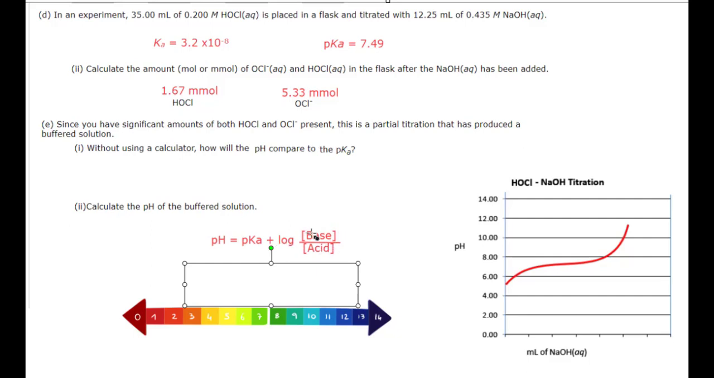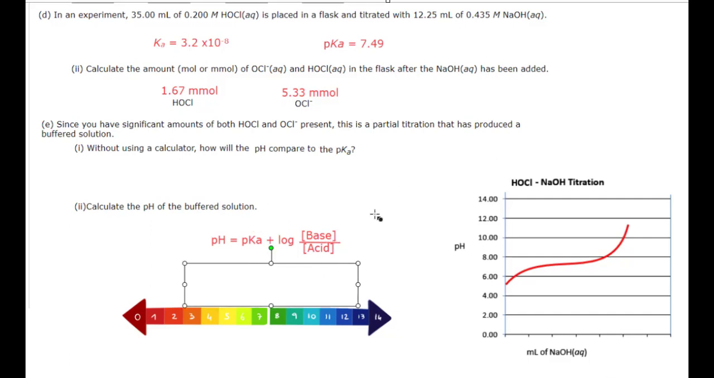pKa plus the log, and this is the tough part. You've got to remember to have the base on top and the acid on the bottom. There's another version of this where you have the acid on the top and the base on the bottom with a negative, but this is the one they use on the AP exam, so we'll use it. All we've got to do is figure out our conjugate base and our conjugate acid, and we're going to be in pretty good shape for finding out what's happening.